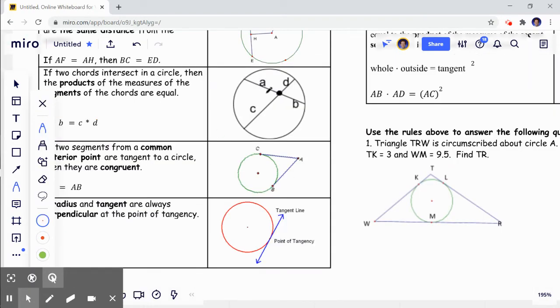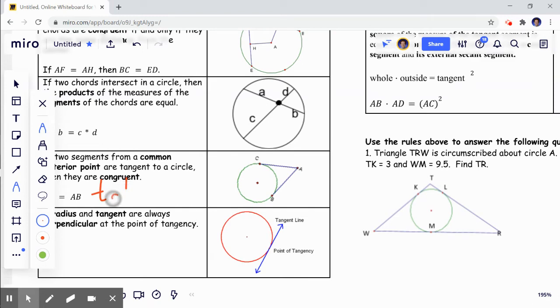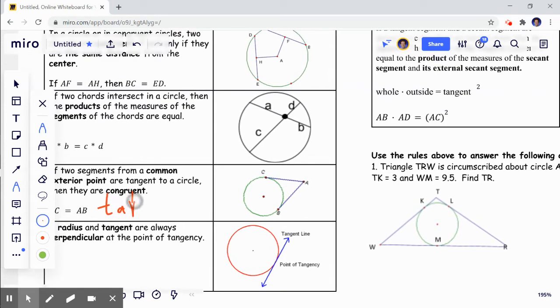Okay, so we talked about this rule where part times part case for two chords. I want to talk about where two tangent segments meet at the same exterior point outside the circle. That's what this box talks about. So if two segments from a common exterior point are tangent to a circle, they are congruent. I call this the tan equals tan case.